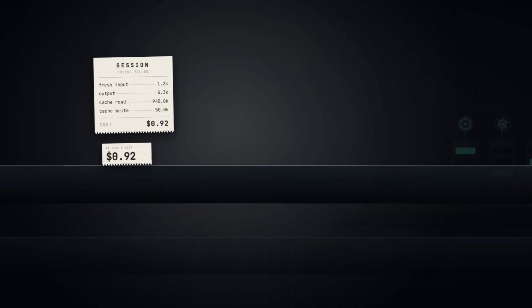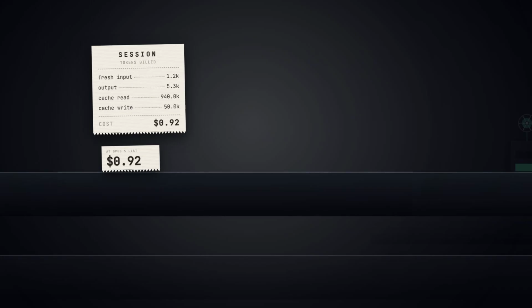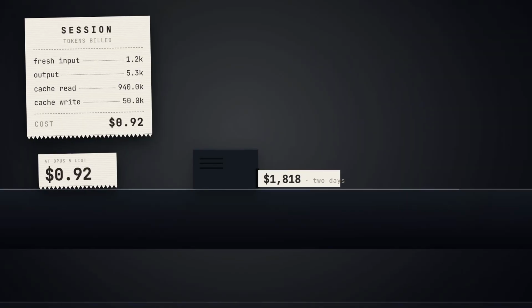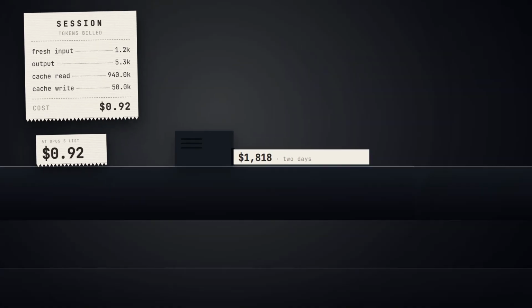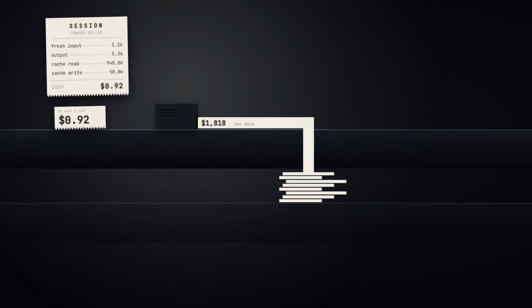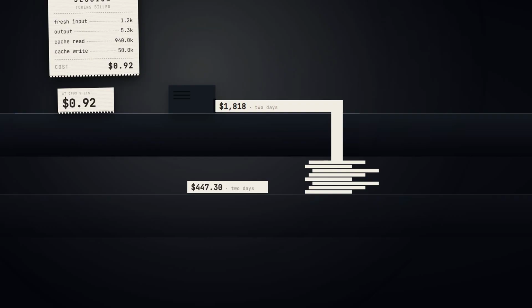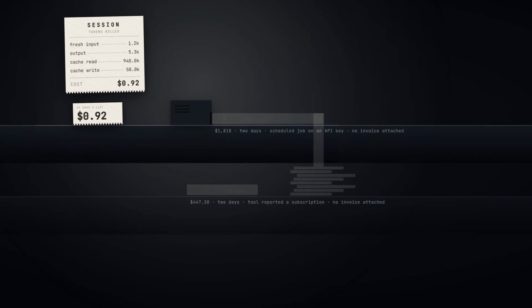The largest amounts anyone in this research reported paying didn't come from power users at all. One developer's scheduled job picked up an API key and ran for 2 days, which cost $1,800. Another paid $447 across 2 days, while the tool itself reported they were on a subscription. Both come from public bug reports with no invoice attached, which is worth saying plainly because no invoice appears anywhere in this research at all.